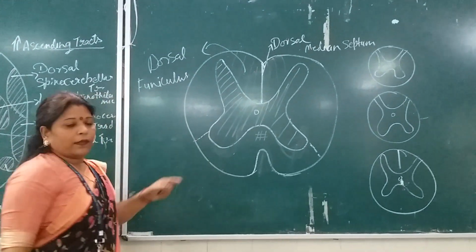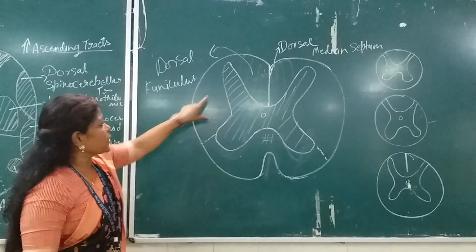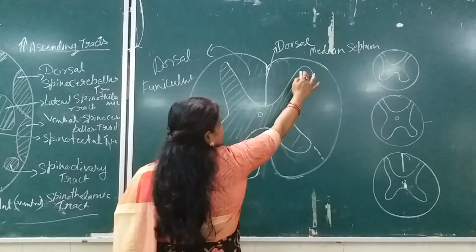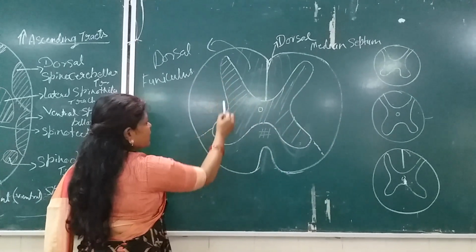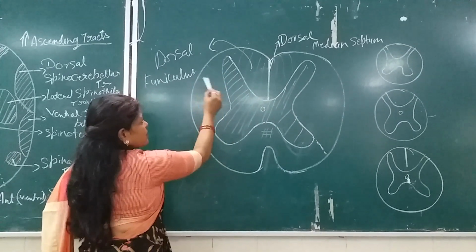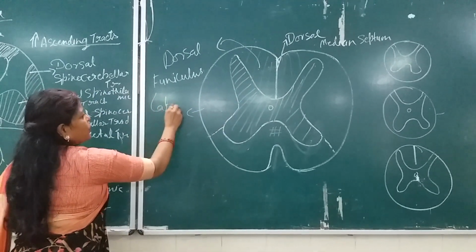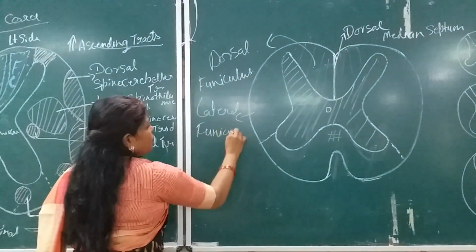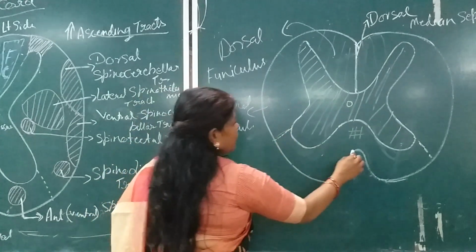Now again there is another compartment or funiculus which is placed lateral to this grey horn, which lies in between the dorsal and the ventral grey horn, that is this area. Okay, so this area is the lateral funiculus or column. Then comes the anterior funiculus.